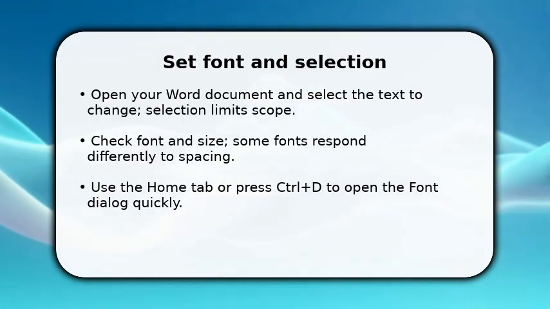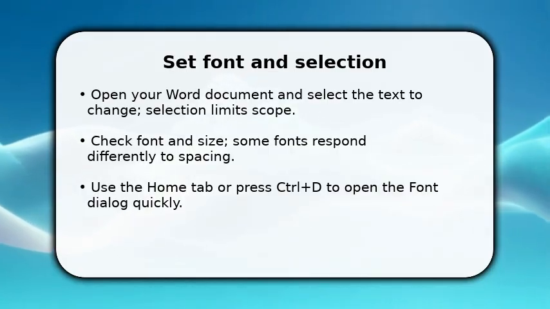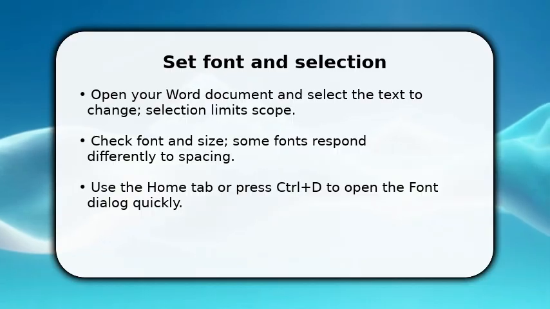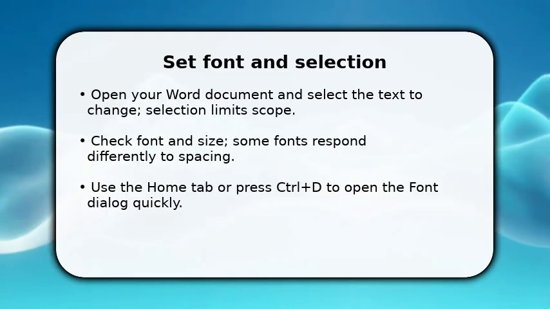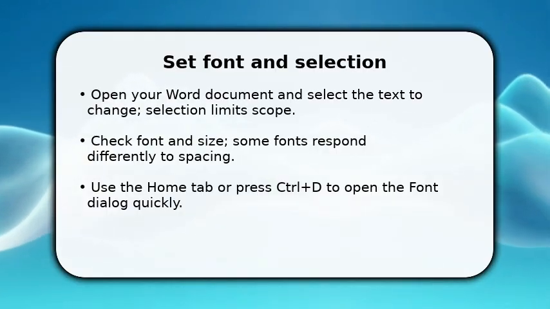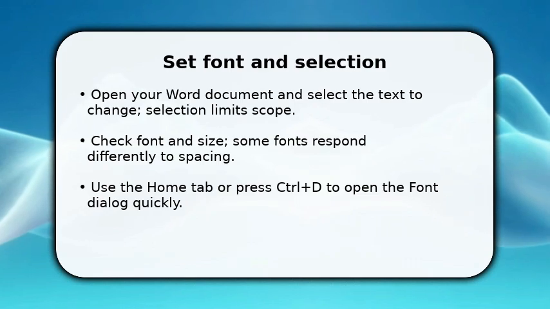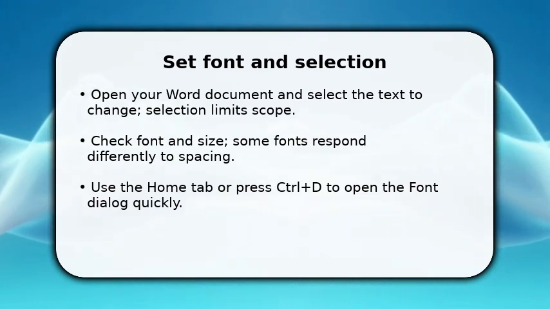Next, open the font dialog. Either use the Home tab menu or press Ctrl+D for speed. Make sure you're on the right paragraph or selection, otherwise your edits will affect other content. This prepares Word to accept precise character spacing adjustments without unexpected layout shifts.